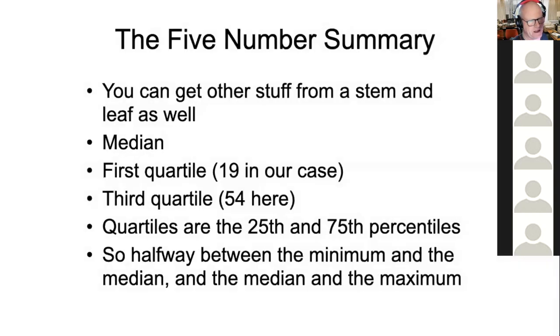All right. So what you can get from the stem and leaf plot is a thing called the 5-number summary. You can get the first quartile. What's a quartile? It's the median of the first 50%. So it's the 25th percentile. The third quartile, which is 54. So the quartiles are just the 25th and 75th percentiles, halfway between the minimum and the median, and the median and the maximum. So 19 and 54. Let's go back.